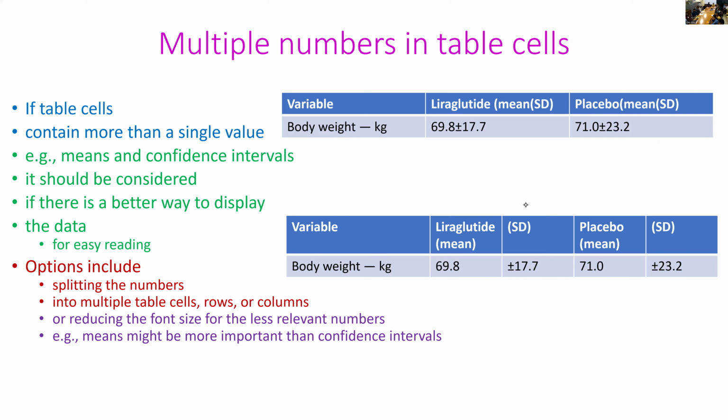Maybe in a stats journal, SD has to be shown separately. But a general medical journal, they don't mind this. But a SAS journal may want this kind of thing. Somebody else will say, no, keep it like that, but change the font in this. Somebody else will want this kind of way of showing the data.